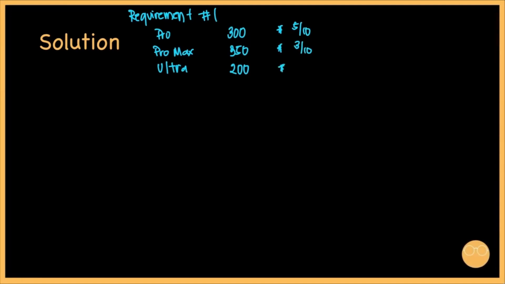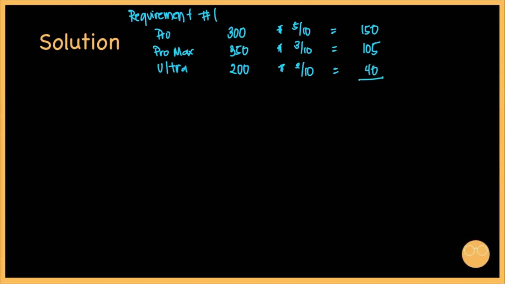200 multiplied by 2 over 10, or basically 1 fifth. Let's multiply it together. 300 multiplied by 1 half, that will be 150. 350 multiplied by 3 over 10, 105. And lastly, 200 multiplied by 2 over 10, that will be 40.